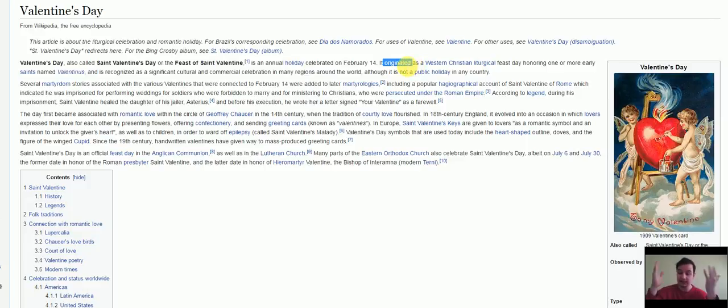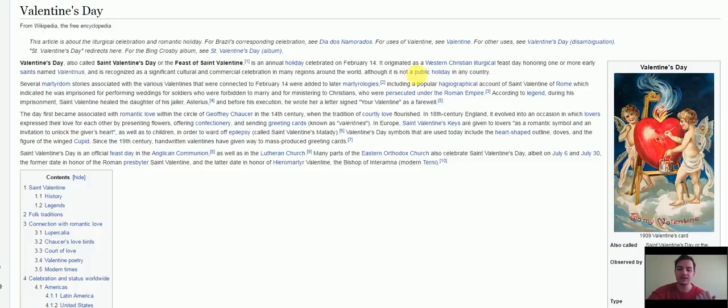meaning it came from, as a Western Christian liturgical feast day honoring one or more early saints named Valentius, and is recognized as a significant cultural and commercial. Commercial means business. It means it has a lot to do with money, with business, with spending. Celebration in many regions around the world, although it is not a public holiday in any country.